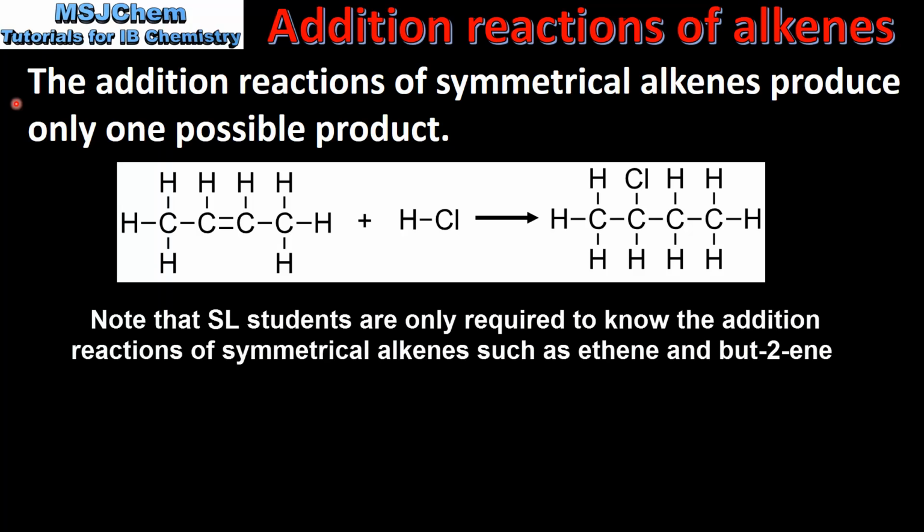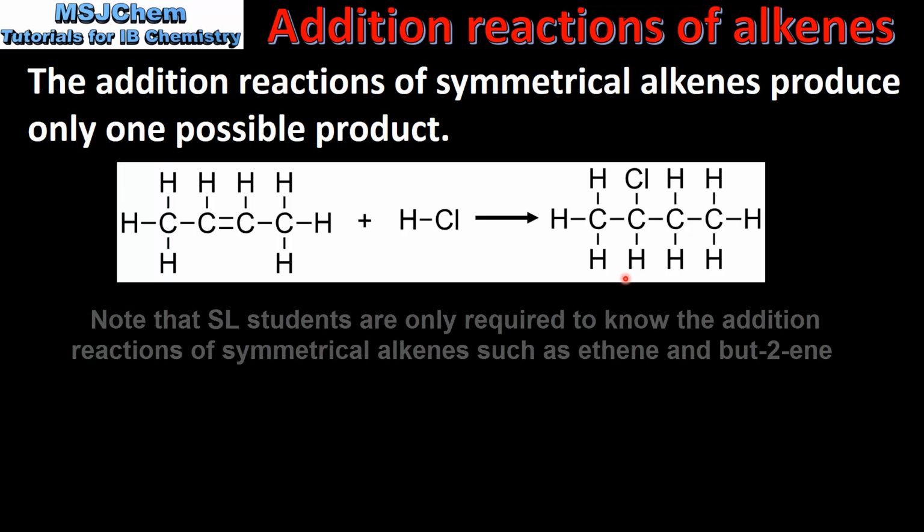And finally, we look at the difference between the reactions of symmetrical and unsymmetrical alkenes. The addition reactions of symmetrical alkenes produce only one possible product. So here we have but-2-ene, which is a symmetrical alkene, reacting with hydrogen chloride. The only possible product of the reaction is 2-chlorobutane.